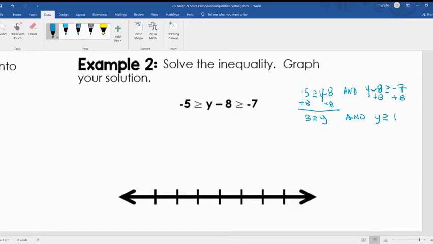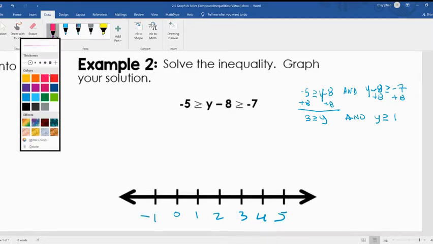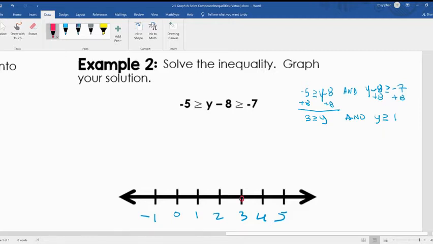Let's go ahead and do 0, 1, 2, 3, 4, and 5. I'm going to graph these and see what happens. So y is less than or equal to 3. At 3, it's going to be a closed point, like so, and it's saying that y is less than 3, so that means it's going to go in this direction. Then we have y is greater than or equal to 1.